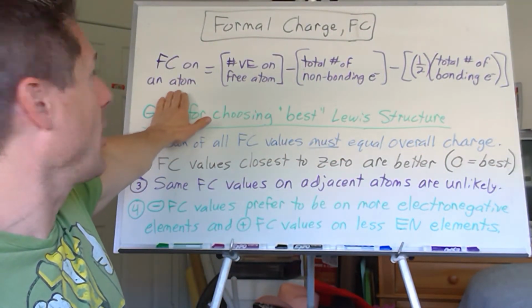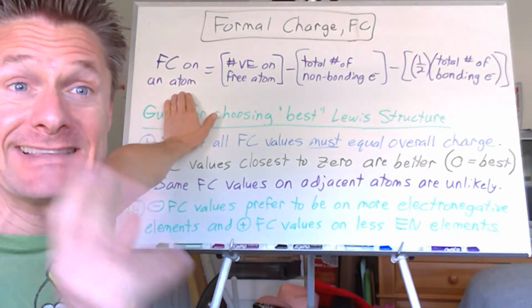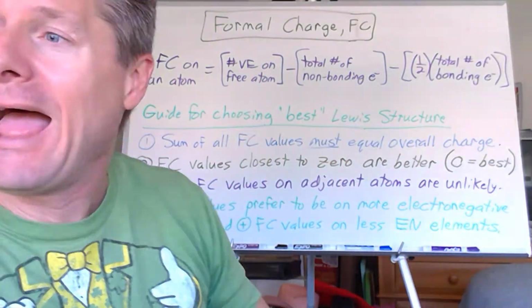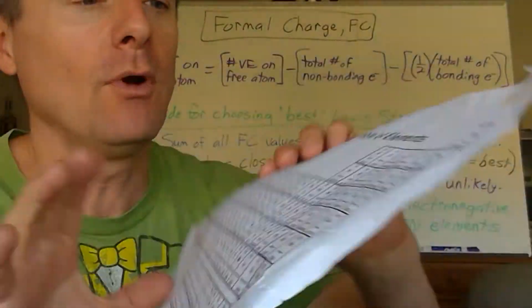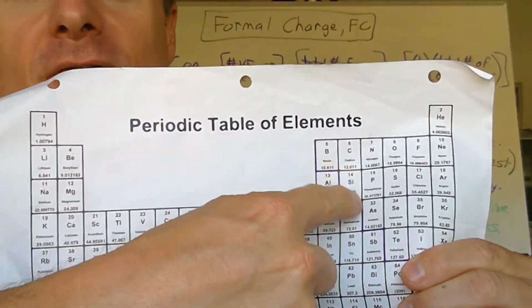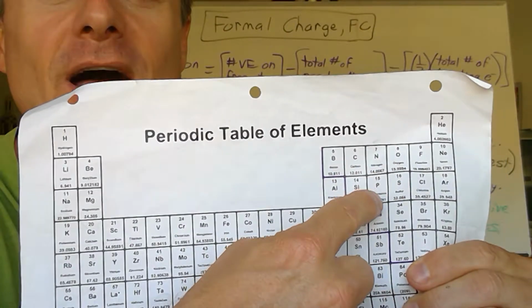So what's the formal charge, or FC, on an individual atom, whatever element it is, in some specific Lewis structure? What we're going to do, we're going to say, well, how many valence electrons are there on the free atom, which we've been doing. So 1 valence electron, 2, 3, 4, 5, 6, 7, 8. So fluorine would have 7, oxygen 6, phosphorus 5.